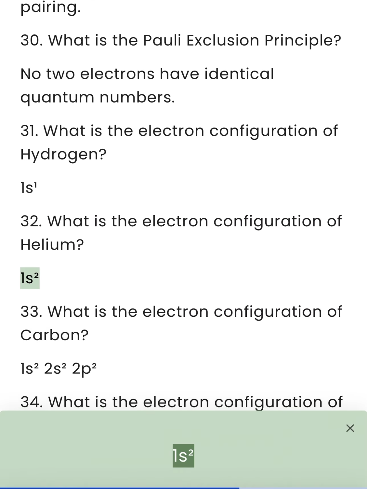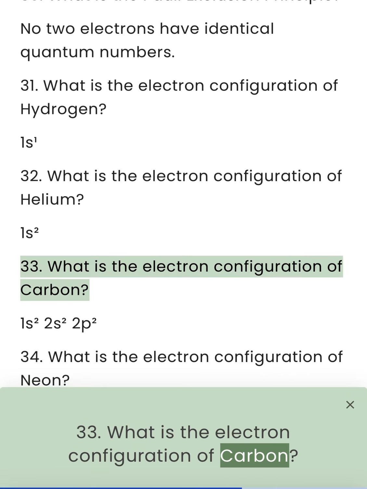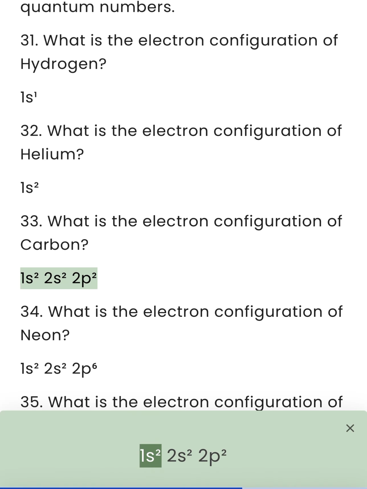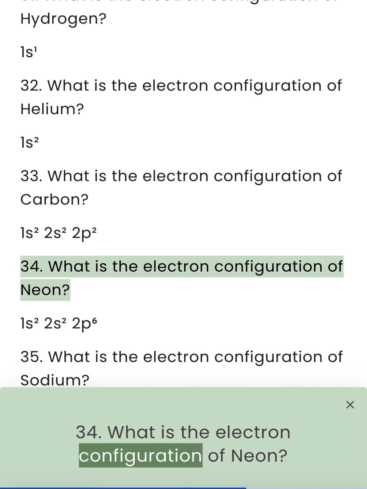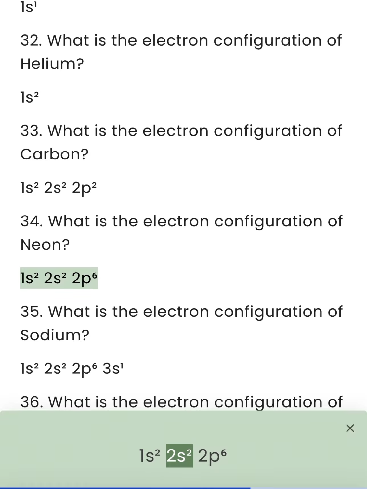1s^2. 33. What is the electron configuration of carbon? 1s^2, 2s^2, 2p^2. 34. What is the electron configuration of neon? 1s^2, 2s^2, 2p^6.